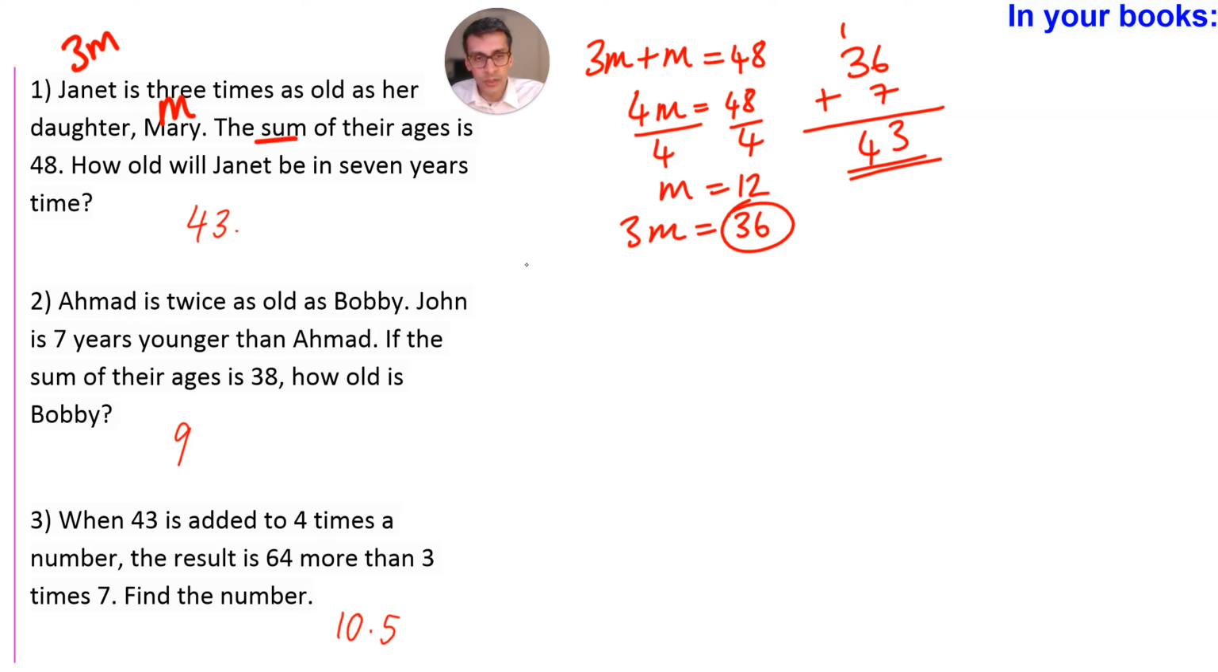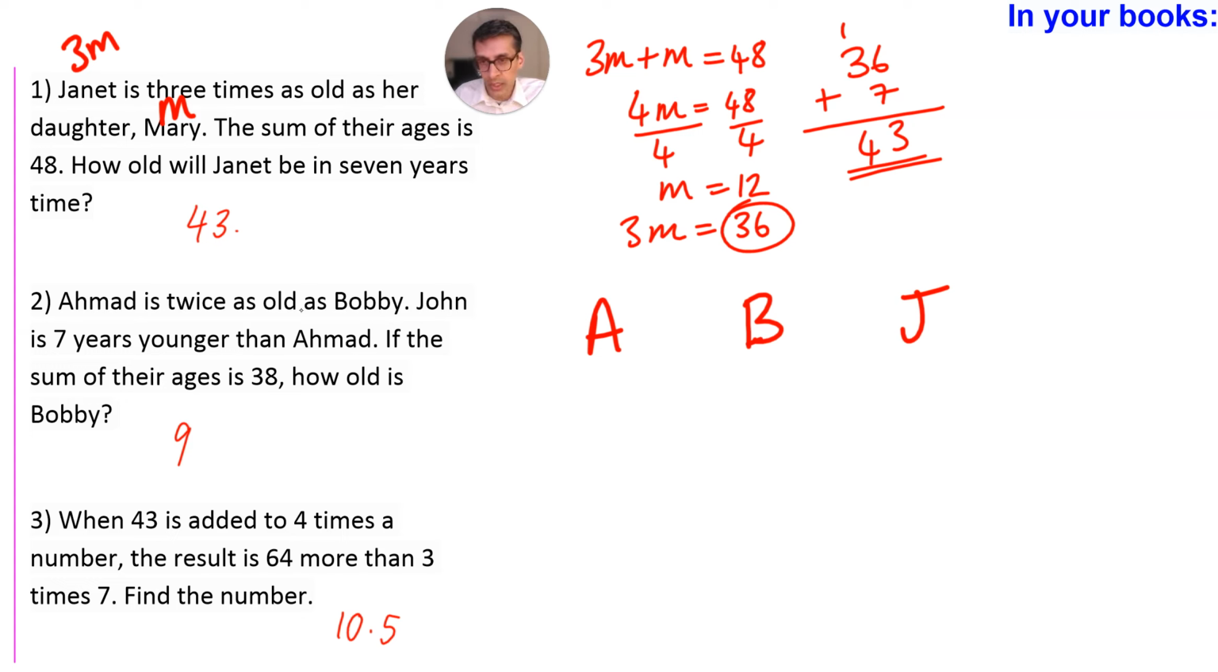Now, something about the previous question which is important, you may have noticed that I used M to write both of their ages. I didn't use M for Mary and J for Janet. If I used M and J, I wouldn't be able to add them together. So I need to keep as few variables as possible. So let's just write the initials first. So Ahmed, Bobby, and John. Now let's stick with Bobby as the central letter here.